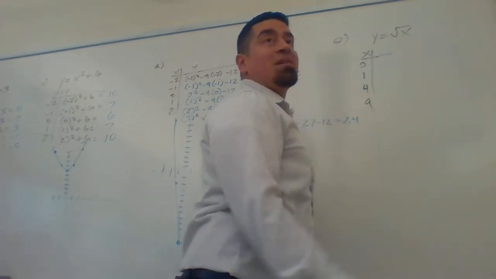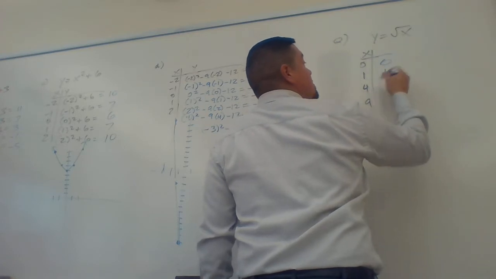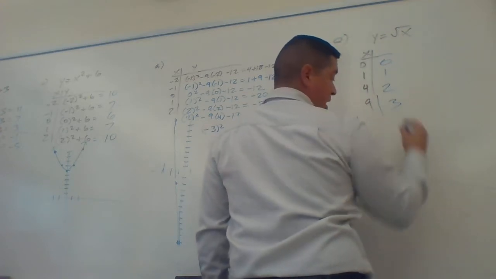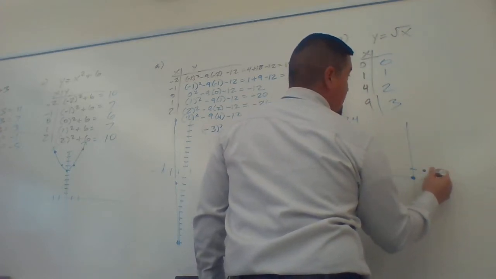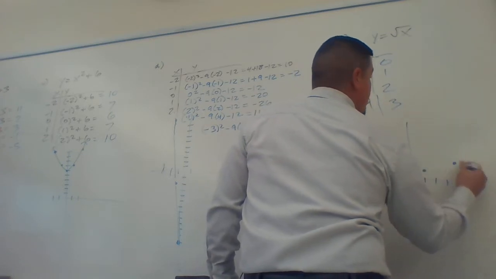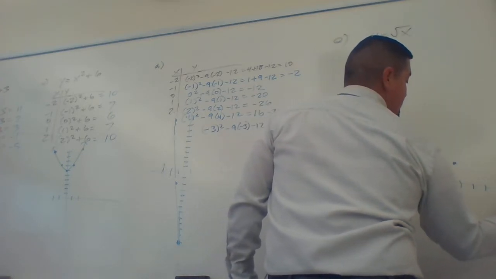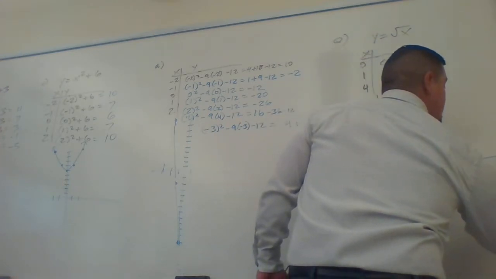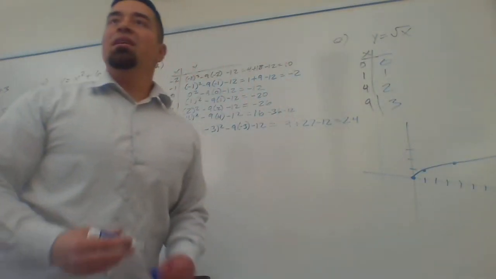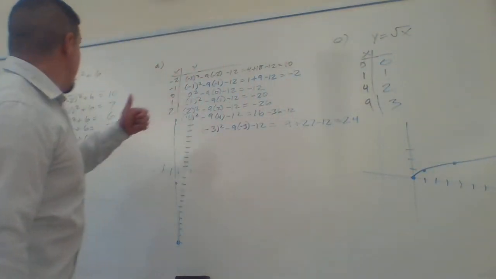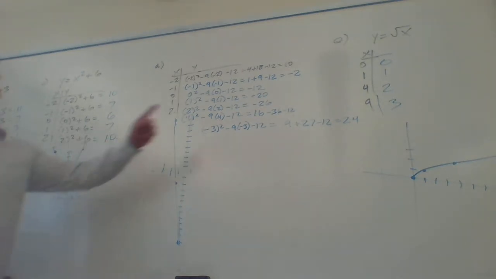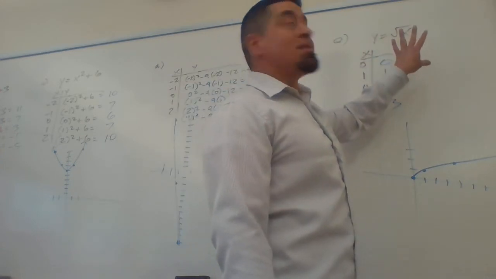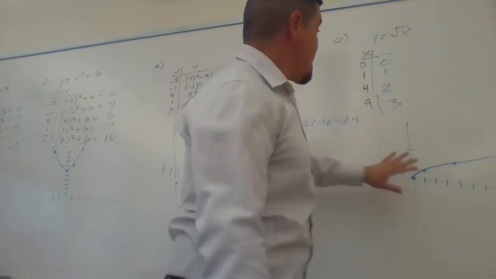Square root of 0 is 0, square root of 1 is 1, square root of 4 is 2, square root of 9 is 3. So your graph would start at (0, 0), (1, 1), (4, 2), and (9, 3). And the square root function looks something like that. So far we've done parabolic functions, linear functions, and now a square root function. In fact, that's the parent function. That's where all the other square root functions come from.